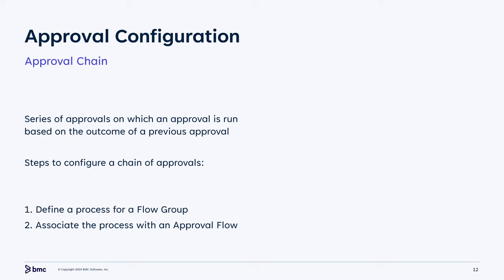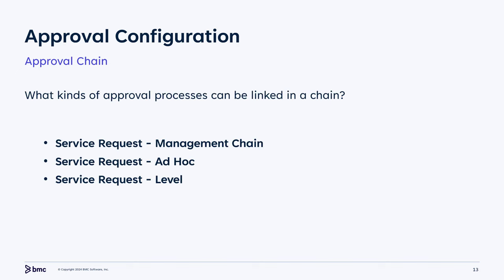To create an approval chain in BMC Digital Workplace, a service request administrator can create a new approval process or reuse the default sample process. You can link together the following types of processes in an approval chain: service request management change, service request ad hoc, service request level.